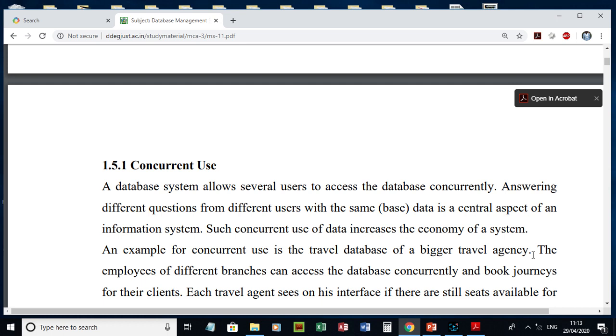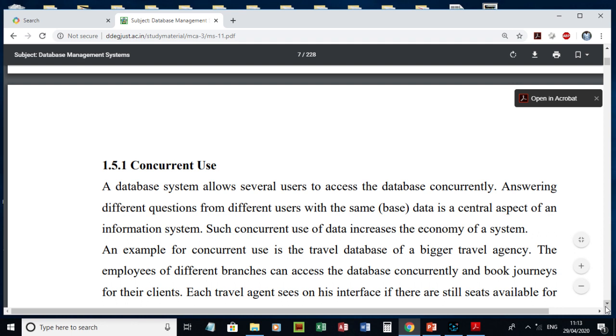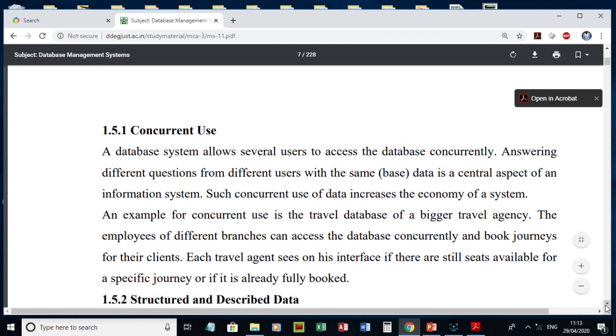An example of concurrent use is the travel database of a big travel agency. Some of you, I'm praying you grow, and after coronavirus is gone, you'll be traveling. When you are about to travel by air, you go to the travel agent and buy a ticket. The agent is using software to sell tickets to customers. This software is accessible to every travel agency across the globe.